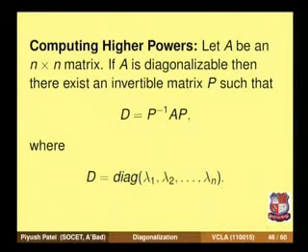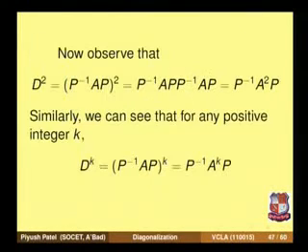So this is the procedure for computing higher powers. Matrix A is given, and A is diagonalizable, then there exists a matrix P such that D is equal to P inverse AP, where D is the diagonal matrix. Now observe that when you find the power D squared, D squared is equal to P inverse AP whole squared, so when you expand that, ultimately you will get D squared is equal to P inverse A squared P.